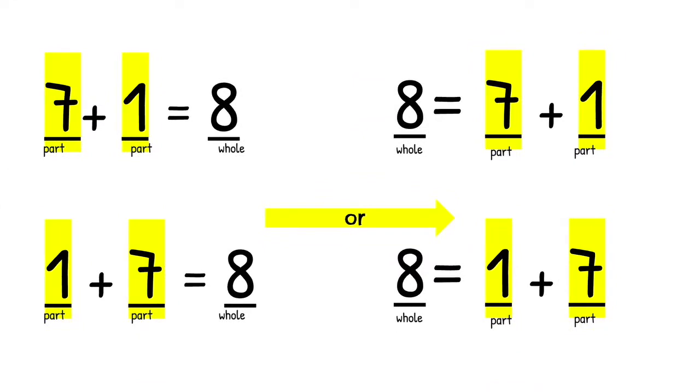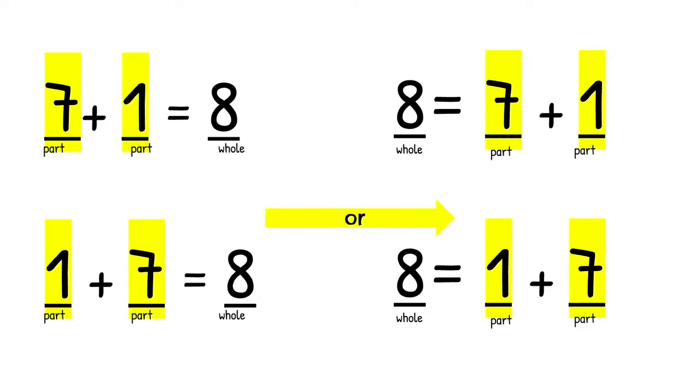So here are the addition number sentences that go with that problem. We could say 7 plus 1 equals 8, or we could flip-flop them or turn them around and say 1 plus 7 equals 8. Or if we wanted to, we could mix it up and put the whole amount in the front, because the whole amount is equal to our two parts.